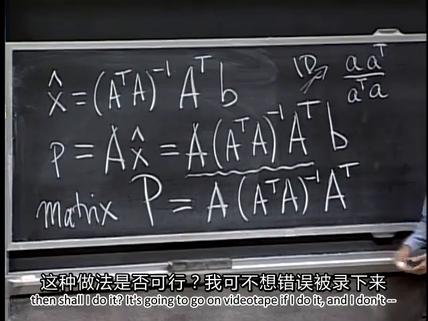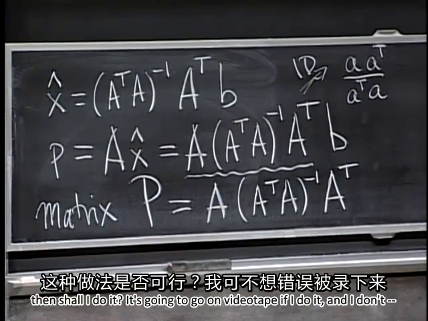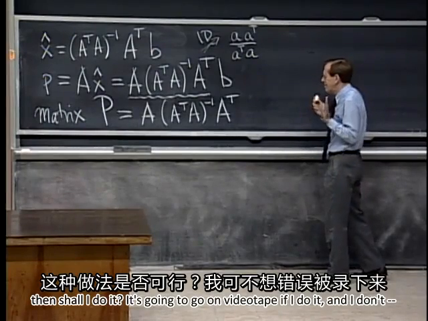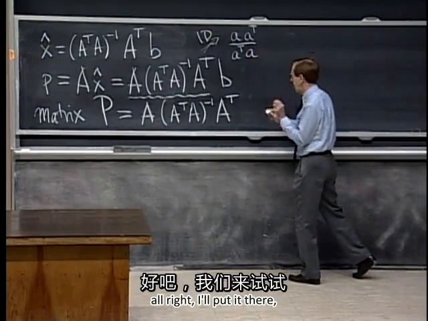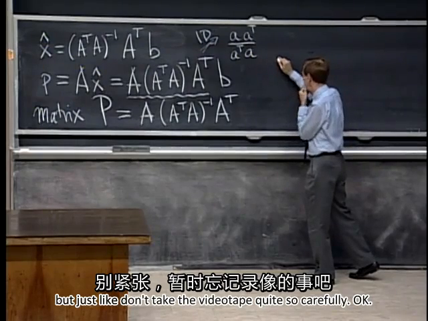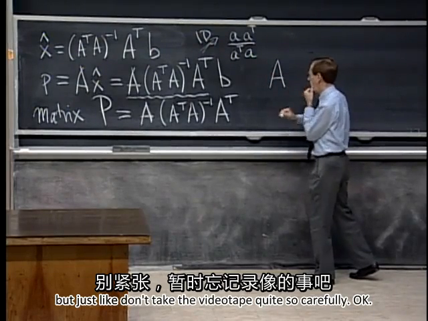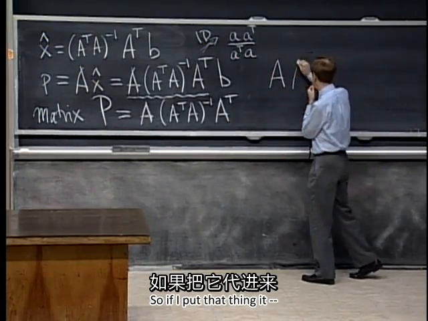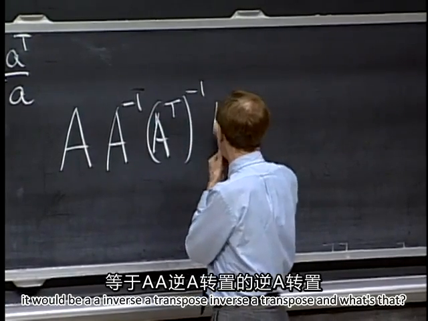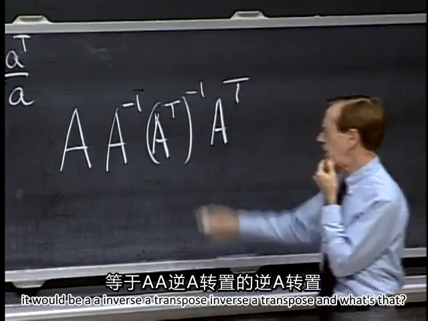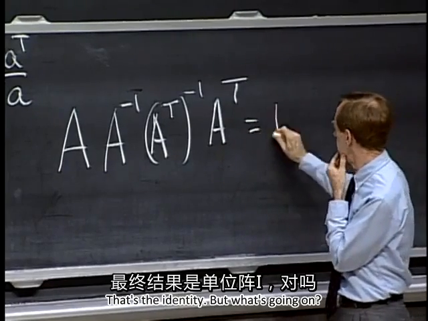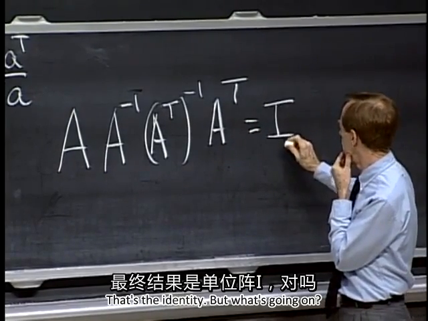Shall I do it? It's going to go on videotape if I do it. All right, I'll put it there, but just don't take the videotape quite so carefully. Okay, so if I put that, it would be A inverse, A transpose inverse, A transpose, and what's that? That's the identity. But what's going on?